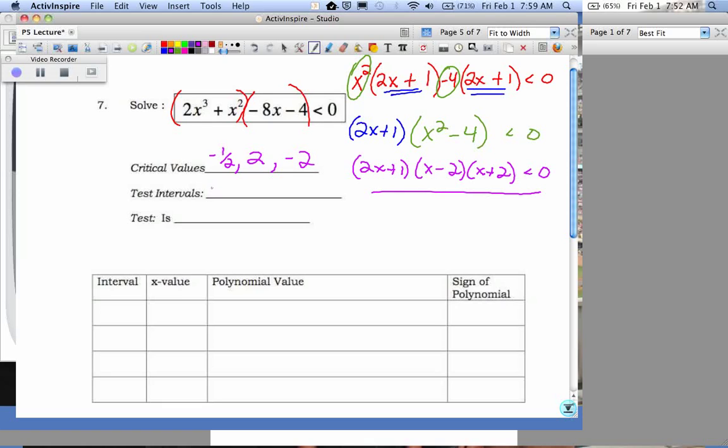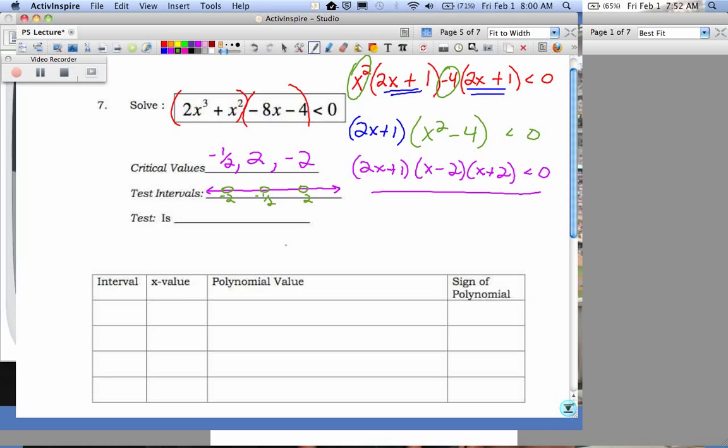So if we draw the number line, you would put -2 here, -1/2 here, and +2 there. What are we going to use on the number line? Open or closed dots? They're open because it's a strictly less than. So open, open, and open.